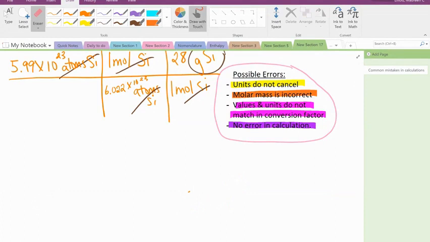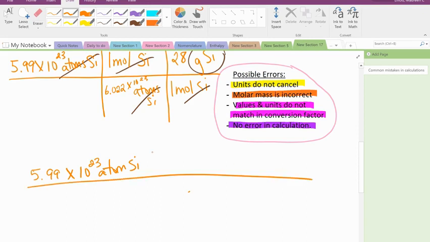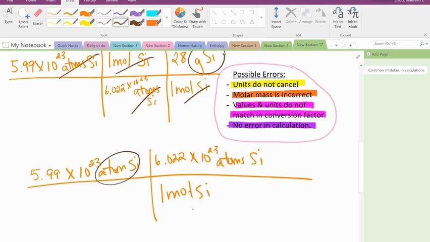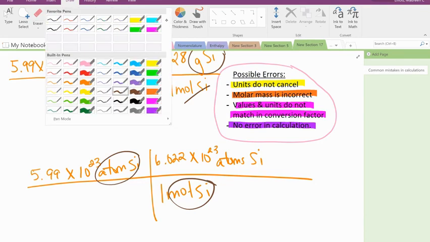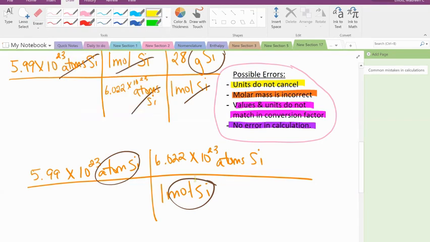So the first one is that the units don't cancel. If I were to set this up, and I'd say 5.99 times 10 to the 23rd atoms of silicon, maybe in my second step, in my first part of the conversion, maybe I put 1 mole of silicon, and then I put 6.022 times 10 to the 23rd atoms of silicon on top. Obviously, atoms and moles right here and here can't cancel. They're not the same thing. So that would be an example of the very first one where the units don't cancel.